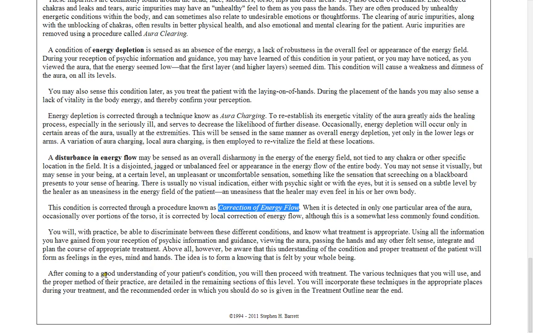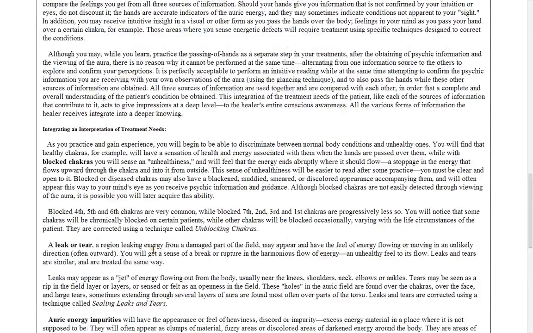After coming to a good understanding of your patient's condition, you will then proceed with treatment. The various techniques that you will use, and the proper method of their practice, are detailed in the remaining sections of this level. You will incorporate these techniques in the appropriate places during your treatment, and the recommended order in which you should do so is given in the treatment outline near the end.